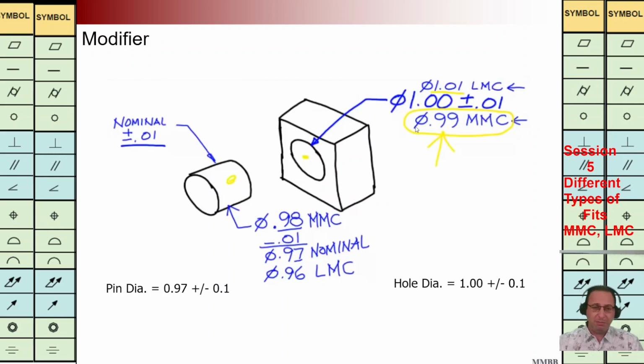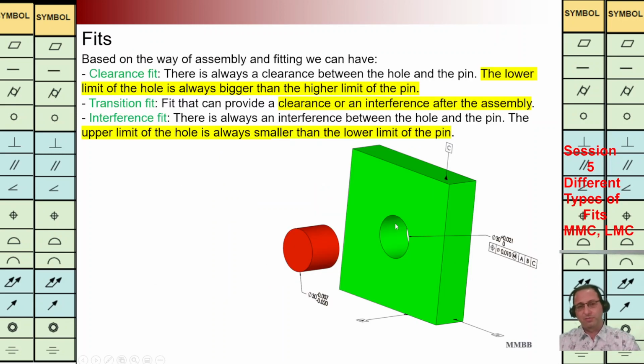Based on the gap between pin and hole, we are going to define different types of fits. We have clearance fit, transition fit, and interference fit. If the biggest diameter of the pin is smaller than the smallest diameter of the hole, it means we can do assembly easily. We call it clearance fit. For transition, we can have clearance or we can have interference after assembly. For interference, the upper limit of the hole is always smaller than the lower limit of the pin. It means we cannot do assembly easily. We need to use some tools and techniques.